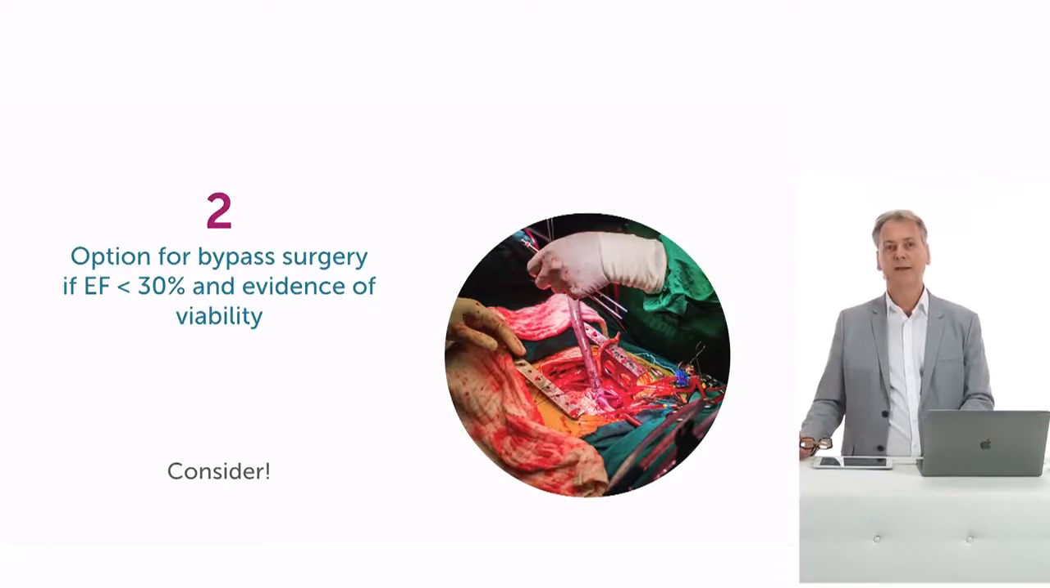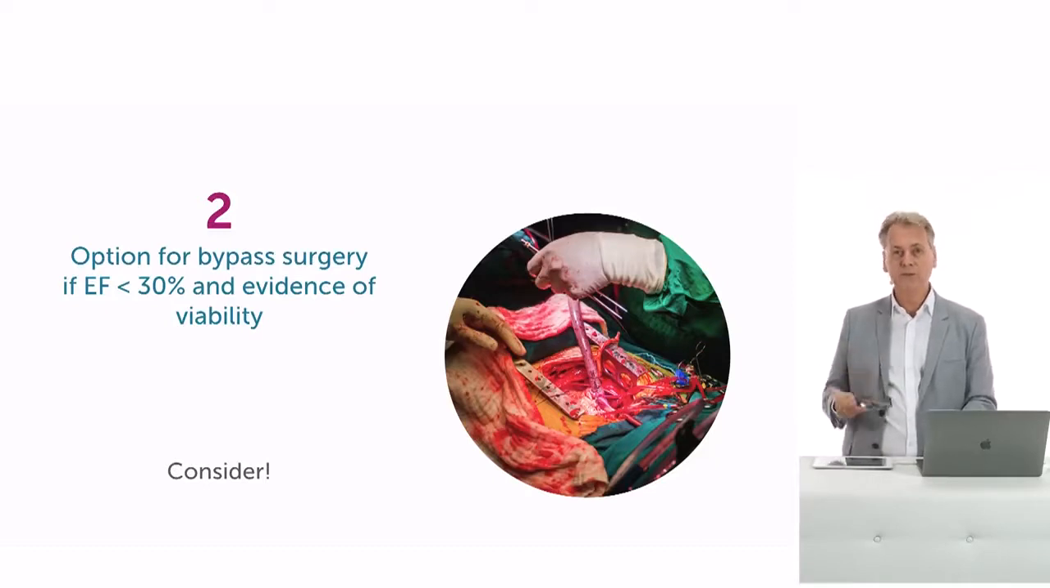Rule number 2. If there is an option for bypass surgery and the ejection fraction is below 30, but there is some evidence that the left ventricular function will improve after surgery based on the fact that there is viability, then you should also consider mitral valve repair, favorably again to mitral valve replacement. One thing which is important, be aware that when we quantify mitral regurgitation in functional MR, we have lower thresholds for the severity of mitral regurgitation.